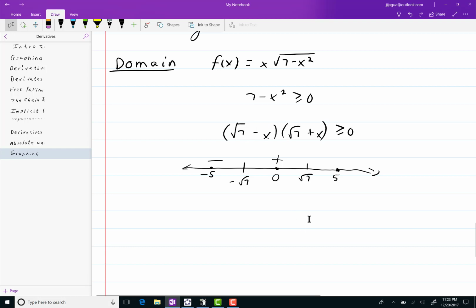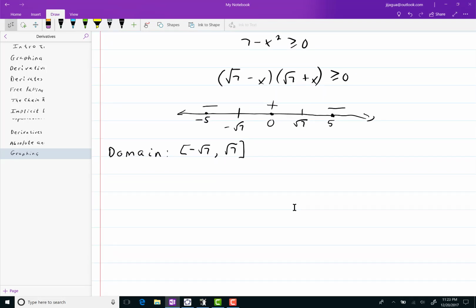Now remember, since I'm in the square root, I want greater than or equal to 0. So my domain will be between negative radical 7 and radical 7, and I will include negative radical 7 and radical 7. So the domain is the closed interval, negative radical 7 to radical 7. Now if you remember, this function is continuous on that interval. That means it definitely has an absolute maximum and an absolute minimum.